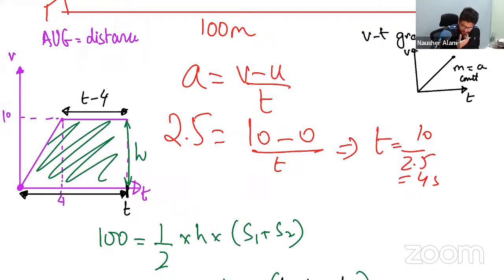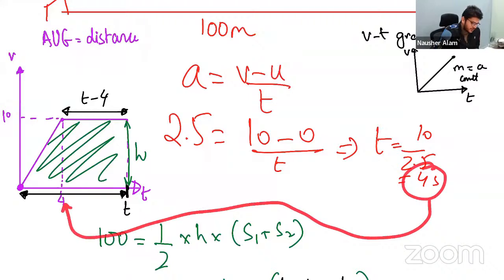क्या ये बात समझ आएगी? जी सर. अब 4 seconds हमने निकाल लिए. For 4 seconds our acceleration was constant and we hit a top speed of 10.